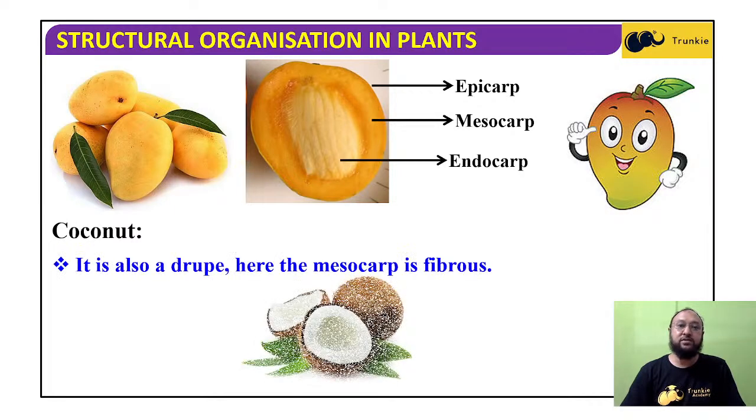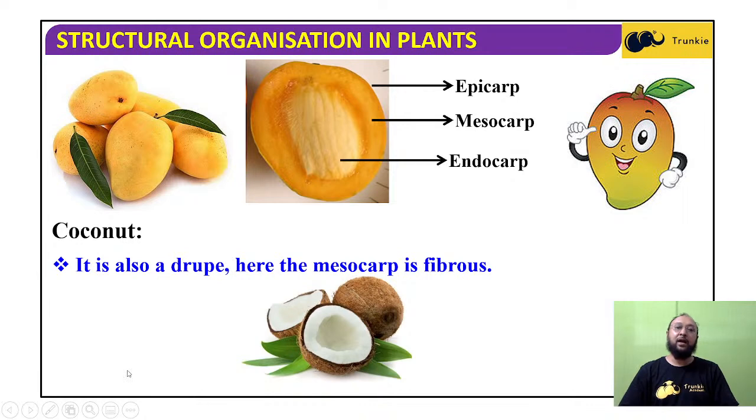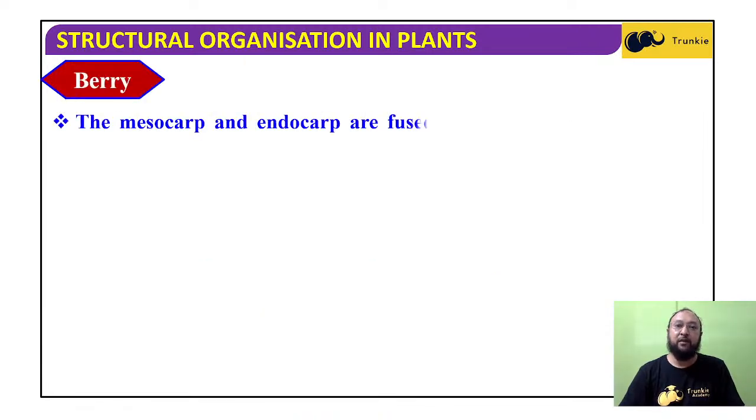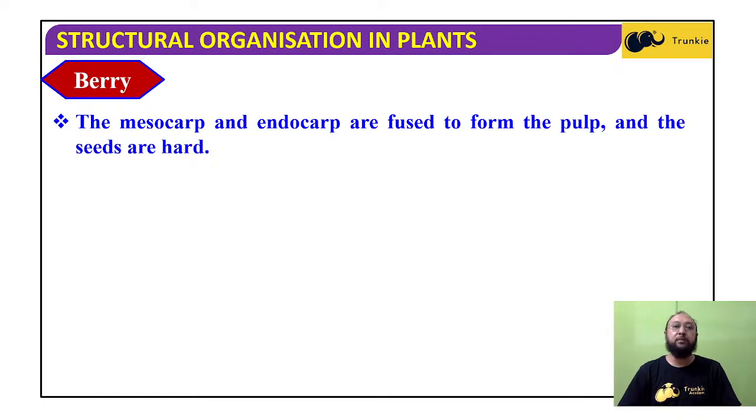Mango. Coconut is also a drupe. Here the mesocarp is fibrous, the outermost epicarp is modified into a fibrous structure, and then there is the liquid endosperm. Now berry: mesocarp and endocarp are fused to form the pulp, and the seeds are hard. Try to understand. Here also they have got epicarp, mesocarp and endocarp. But in the case of a berry, the mesocarp, the middle fleshy one, and the endocarp are fused to form the pulp, and the seeds are hard.